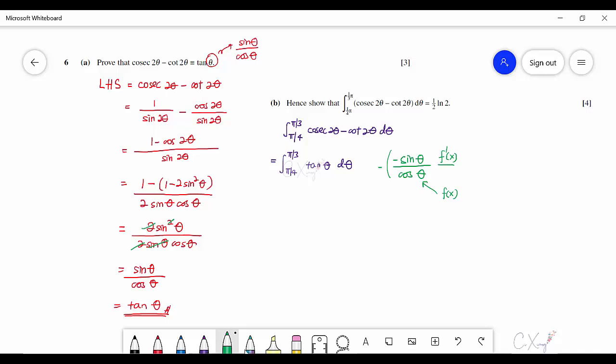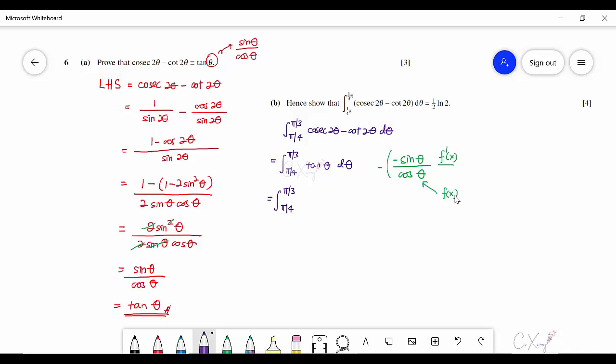But I know that I'm lacking a negative. I want to have a negative sign in front of sine theta, so I put the negative sign beside the sine theta and also outside so that it balances up. In this bracket, I'm having the f prime x over f x pattern. So this is how I continue with my step here.